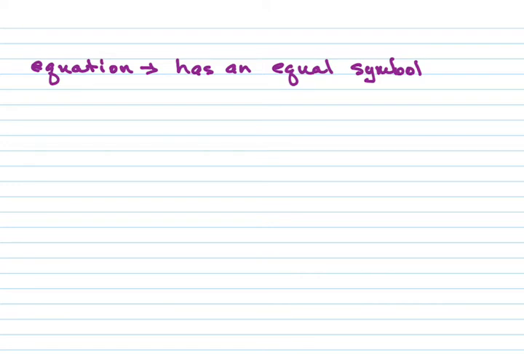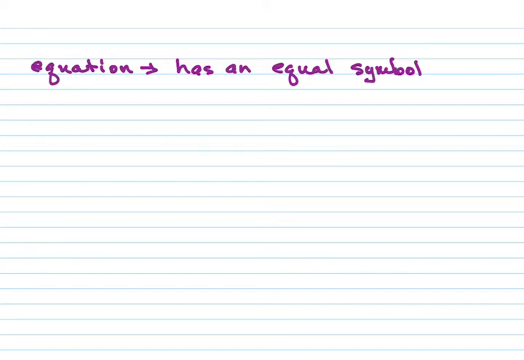So therefore, if it doesn't have an equal symbol, then it's not an equation, right? And we haven't worked with equations yet. We haven't had any of these. All we've had are what are called expressions. An expression is just a collection of terms. But an equation is a collection of terms including an equal symbol.